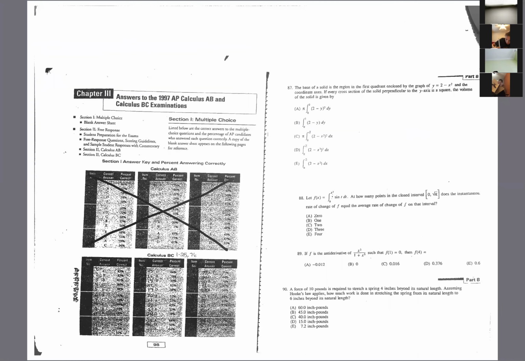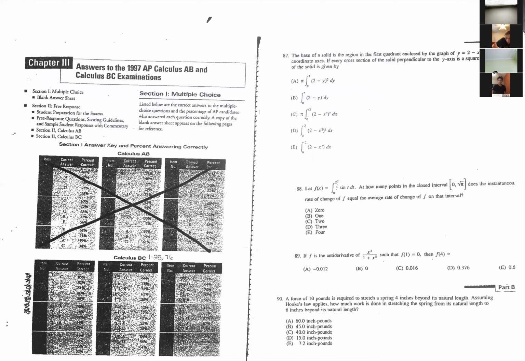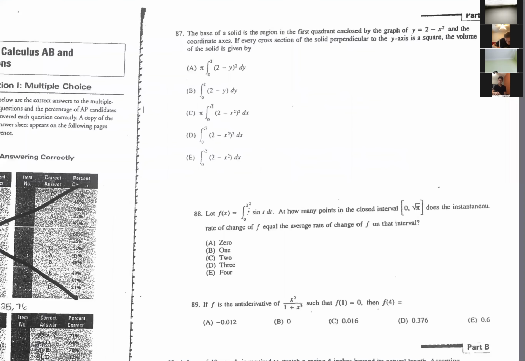Okay, going to the last page here. I told you could skip number 90. We don't have to know Hooke's law anymore. That was an old concept. So you said 88. So let's look at 88.